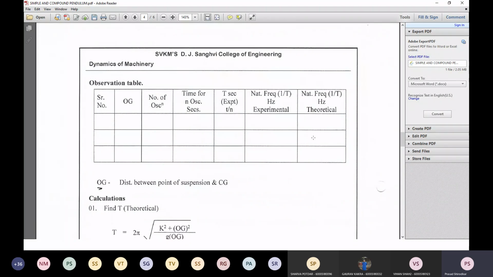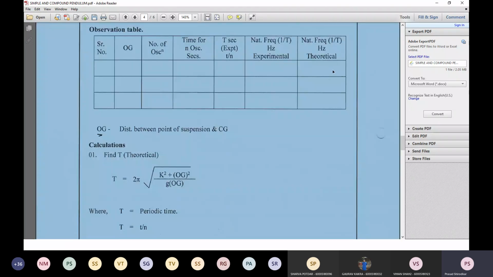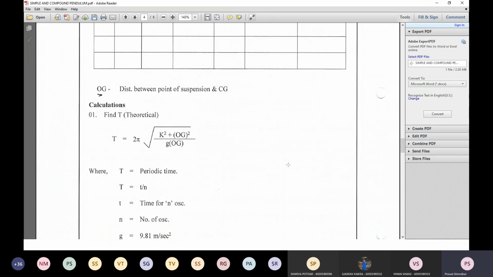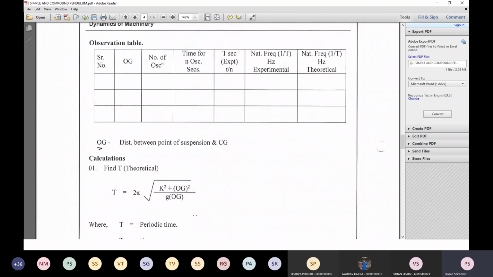Alright, so here you can substitute the value of k square in this expression. You know OG from this observation table, write all the values and find the natural frequency and enter the values, again take a snap of it and submit it. Alright, so this calculation of natural frequency will have 5 marks along with the derivation of radius of gyration. Okay, so both the things you submit together.